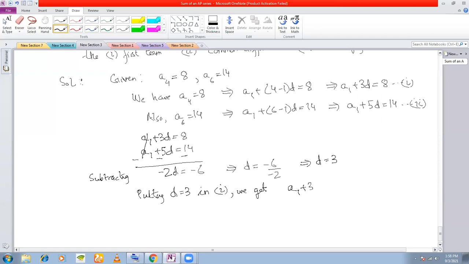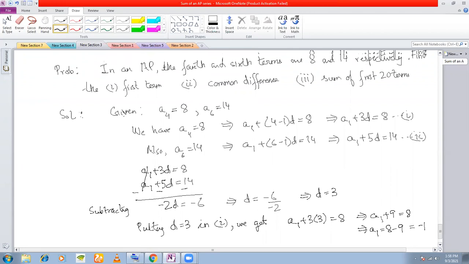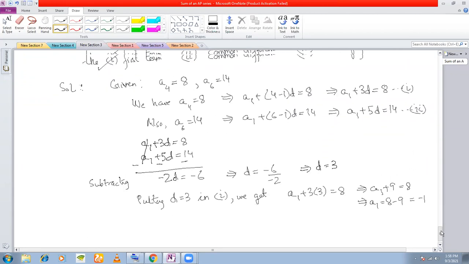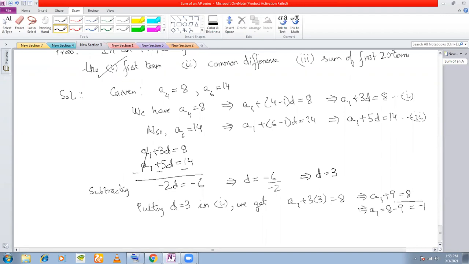A1 plus 3 into D, D is 3, is equal to 8. That means A1 plus 9 is equal to 8. That means you get A1 is equal to 8 minus 9, which is equal to minus 1. So you got the first term and the common difference. What is the first term? First term we have got as minus 1. And the common difference also we have got, D is equal to 3. So that completes the first two parts.